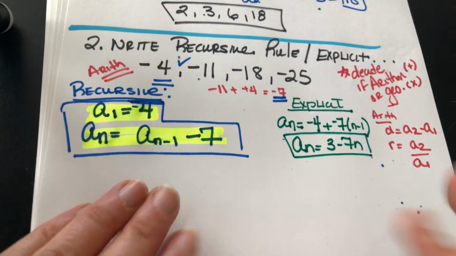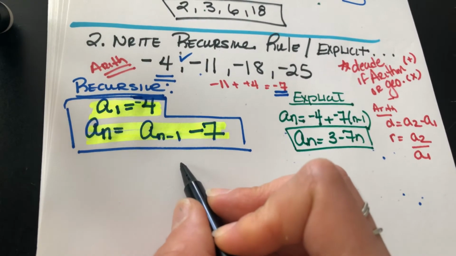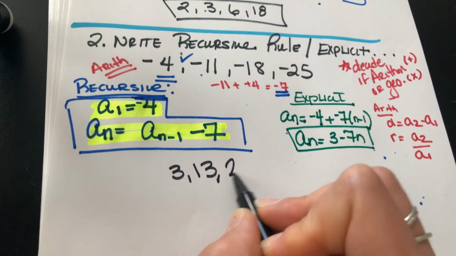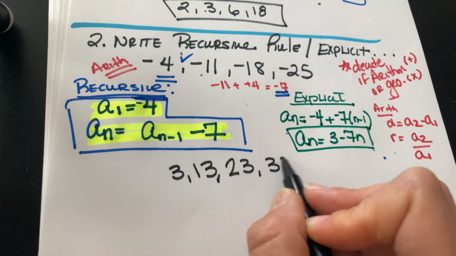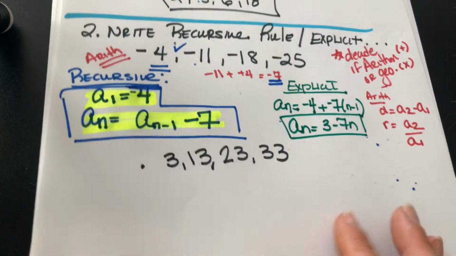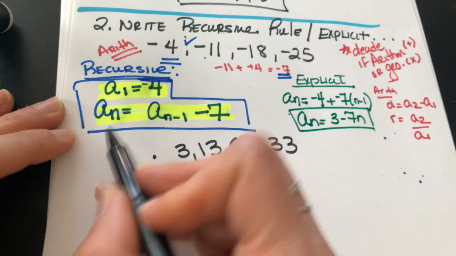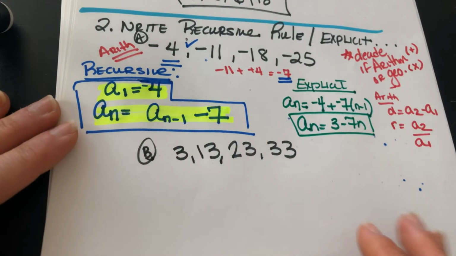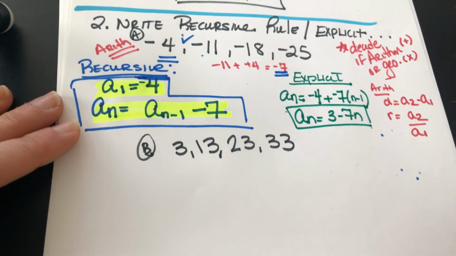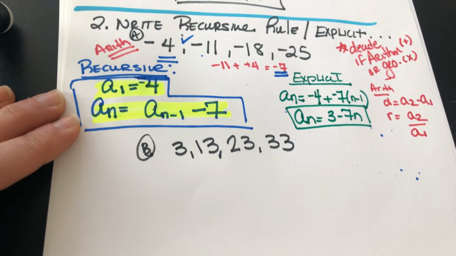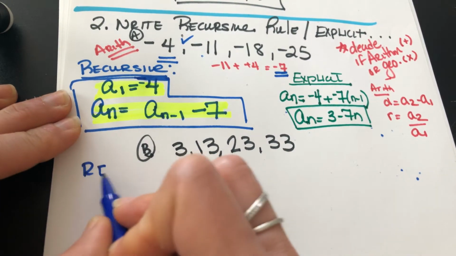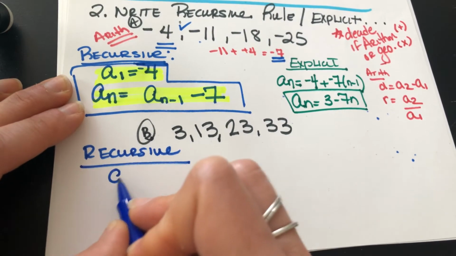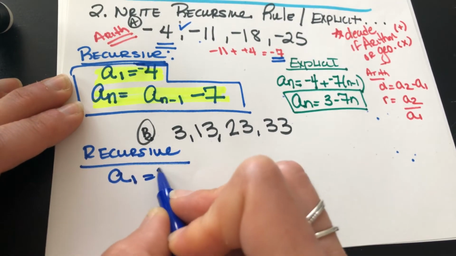All right, let's take a look at another example. Same thing. We're going to do a few of these, and then I'll show you the quote-unquote special situation that you only can do recursive. Okay, so here's our next one. So this was A, we're on B. All right, 3, 13, 23, 33. So let's do the same thing we just did. Let's do recursive.